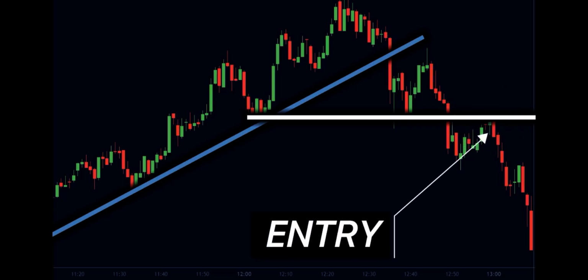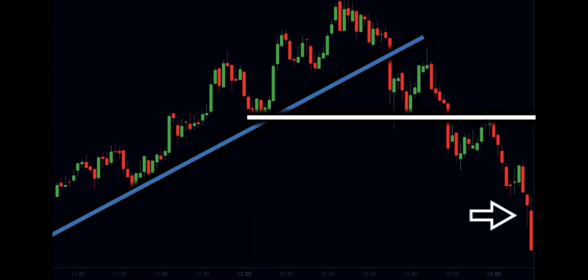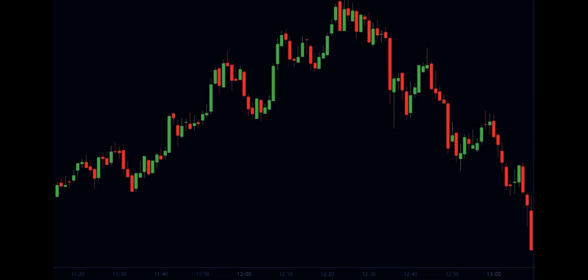So we enter here and we can keep our stop loss above the support level. We can place our targets at 1:1.5 risk-reward ratio. As you can see, we made profits on this trade.